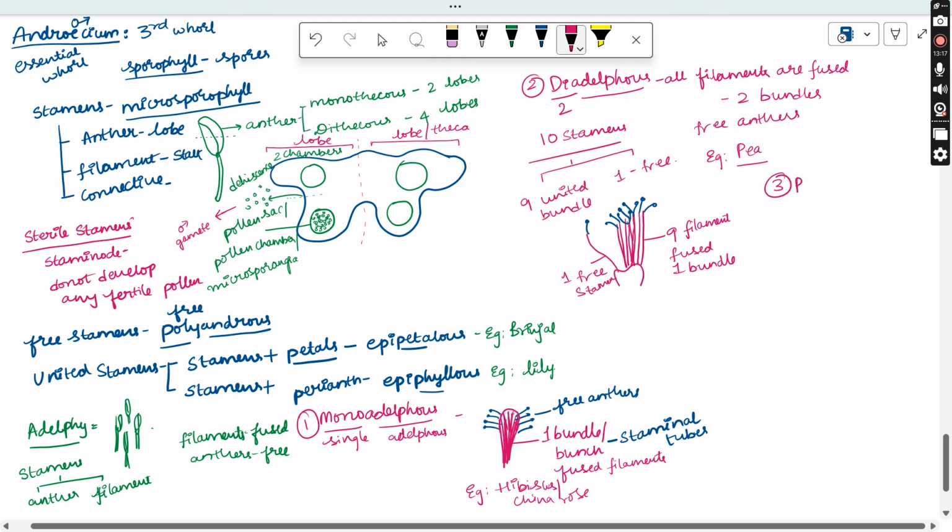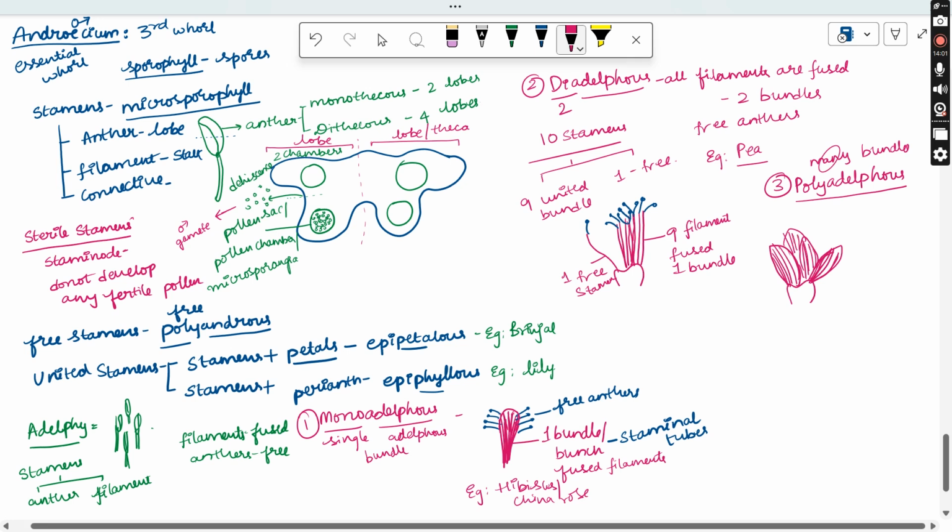There is another condition, that is polydelphous condition. In this polydelphous type of stamens, all the filaments are fused to form many bundles. In monodelphous, a single bundle can be seen. In diadelphous, two bundles are seen. In polydelphous, you can find many bundles of these stamens. Suppose all these filaments, 1, 2, 3, 4, are fused and form one bundle. Here again another bundle because of the fused filaments, and here another bundle. All the filaments are fused.